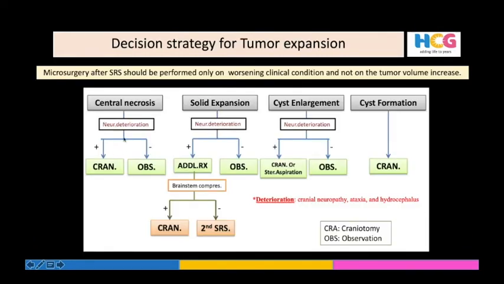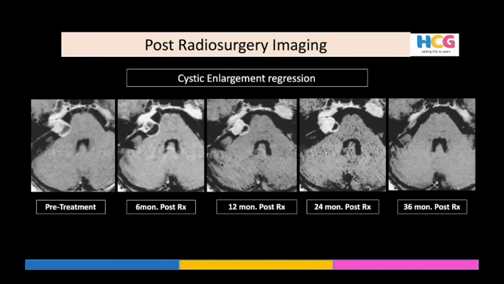Now, this is very important. If the patient is having neurologic deterioration in any of the clinical contexts, you have to intervene with surgery, regardless of the central necrosis you see there, the solid expansion, cystic enlargement, cyst formation. All these are not even complications; they are the natural evolution of the disease post-radiosurgery. Therefore, it's very important that we understand the neurologic deterioration in context properly while taking a call for some kind of salvage treatment.